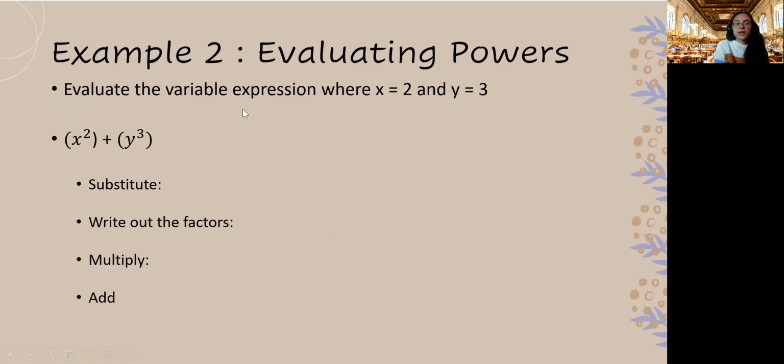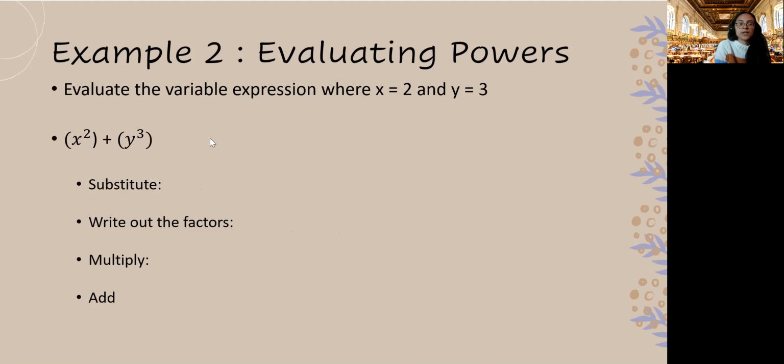Evaluate the variable expression when x is equal to 2 and y is equal to 3 for the following: x squared plus y cubed. So our first step is to substitute. x is equal to 2, so it's going to be 2 squared plus y is going to be 3, so you write 3 cubed. We're going to write out our factors if you want. So 2 times 2 plus 3 times 3 times 3. Now we're going to multiply, so this would be 4 plus 27. And now we add, so it's going to be 31. Okay?